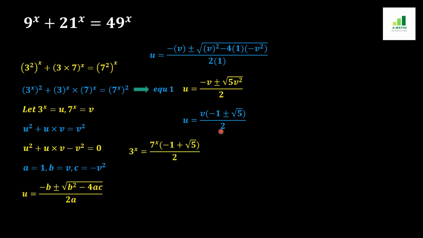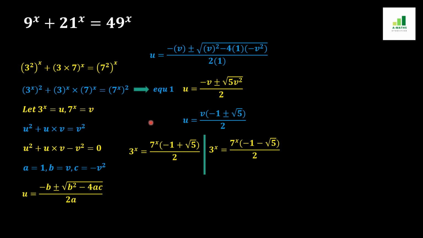Now here we get two values for the u. First is minus 1 plus under root 5 over 2, and the second value is minus 1 minus under root 5 over 2. Now we should replace this value of u with 3 to power x from our consideration, and this v we will replace with 7 to power x as our supposition. In the same way, we should replace the values of u and v with 3 to power x and 7 to power x from our supposition.